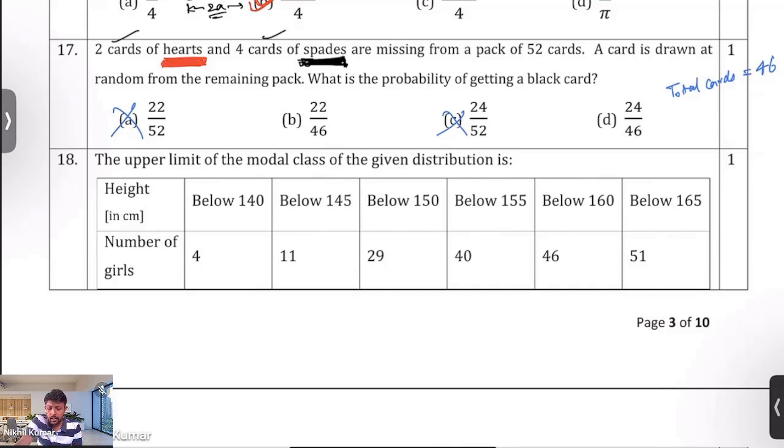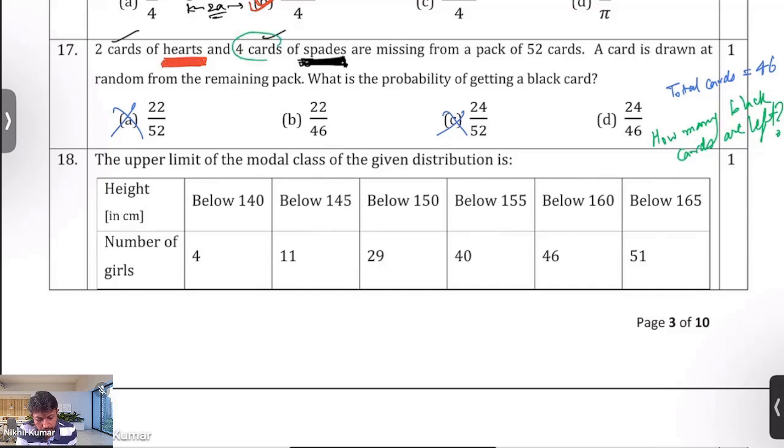A card is drawn at random from the remaining pack. That means from a pack of 46 cards. What is the probability of getting a black card? My next question to you is, how many black cards are left? Originally, two suits are red, two suits are black. In a regular deck of cards, there are 26 black cards and 26 red cards. We all know that.